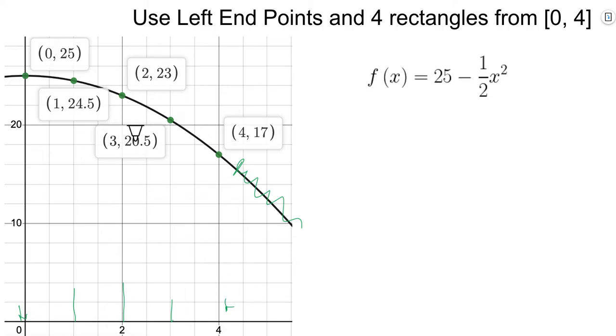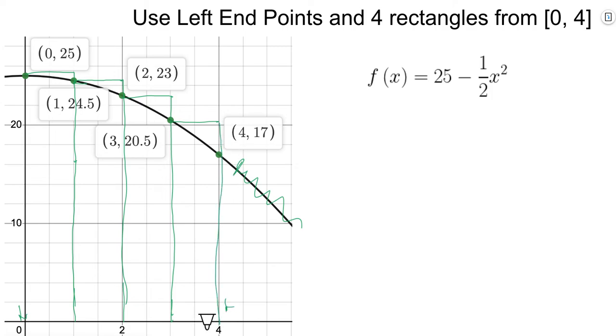If I'm going to use the left endpoints, I build my rectangles from the left over. So this one would look something like that. This one would look something like that, a little bit overestimation. A little bit over like that. And by the way, there's 2 questions that are very similar. They just give you different functions. But you'll be doing the same thing, and it's just the calculations. We just need to find the endpoints and the width of the intervals.